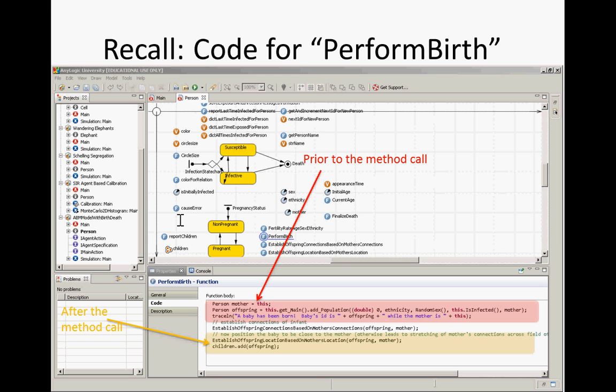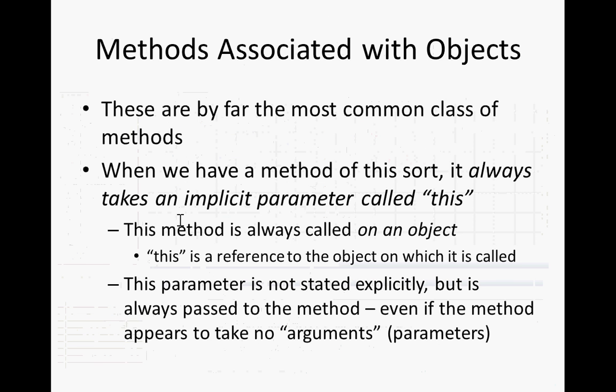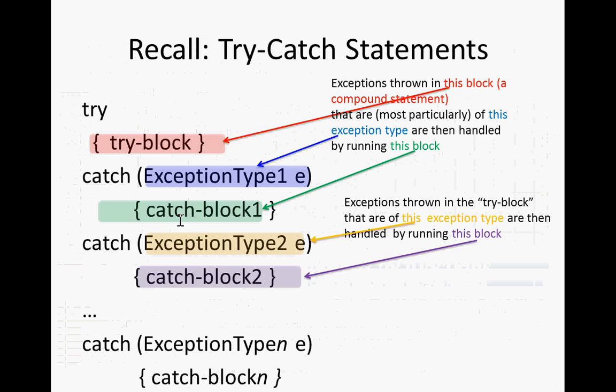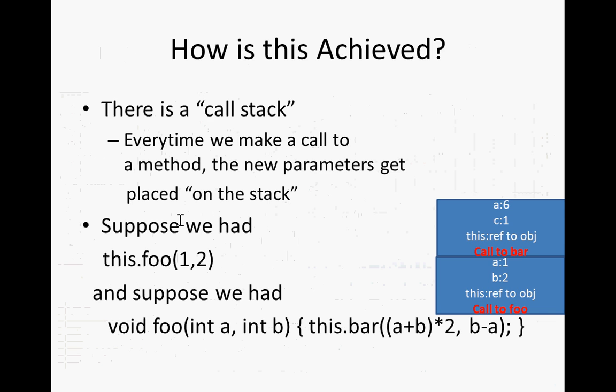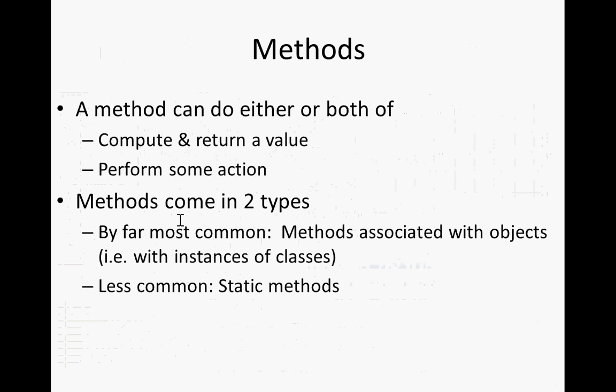Again, these are subtleties well beyond anything you'll get in most exposures to this, but I'm just trying to give principles that will let you build bigger models more easily with less grief, that are less buggy, etc. So methods can compute return values, perform some action, or both. Methods come in two types. Methods associated with objects are vastly more common, the most common by far, and less common are static methods, methods associated with classes. And for these, they always take an implicit parameter called this.